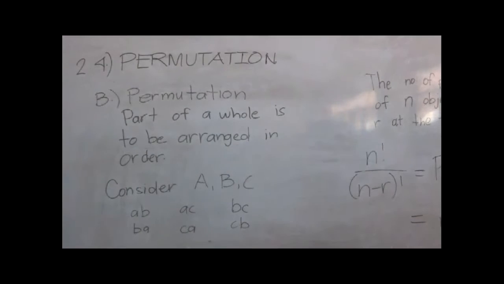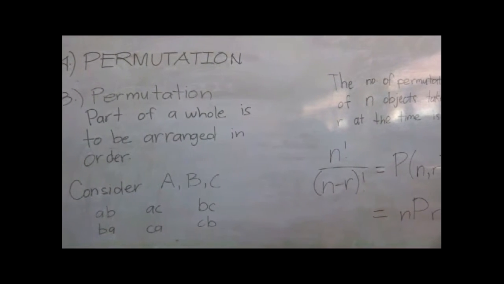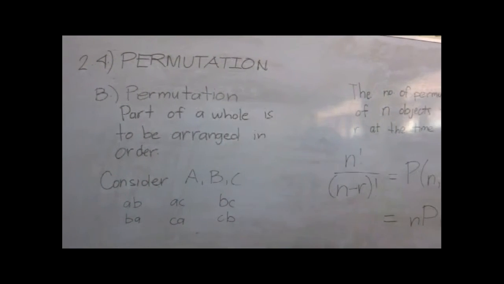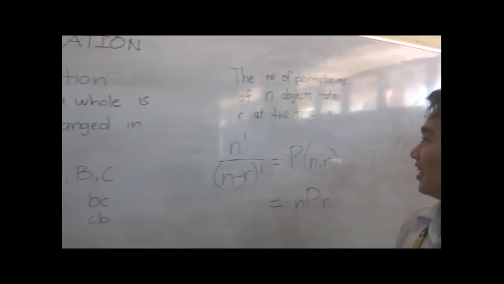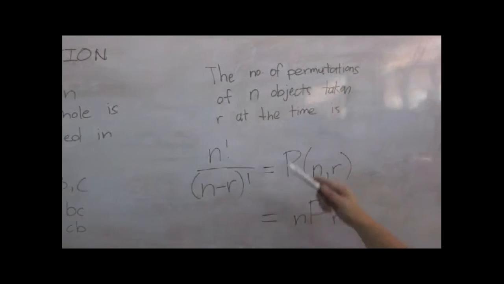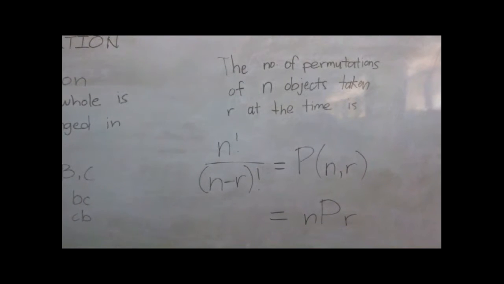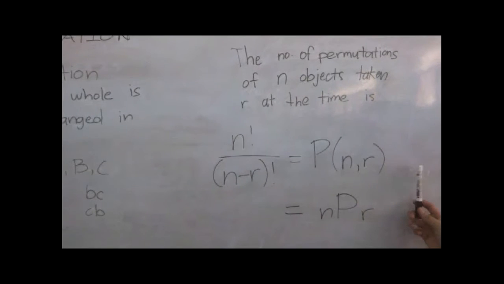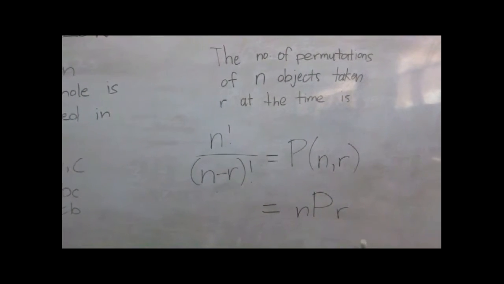The second branch is permutation. Permutation is defined as a part of a whole that is to be arranged in order. Consider the letters A, B, and C. The number of permutations of n objects taken r at a time is n factorial over the quantity n minus r factorial, which can be simplified as nPr, or n permutation r.